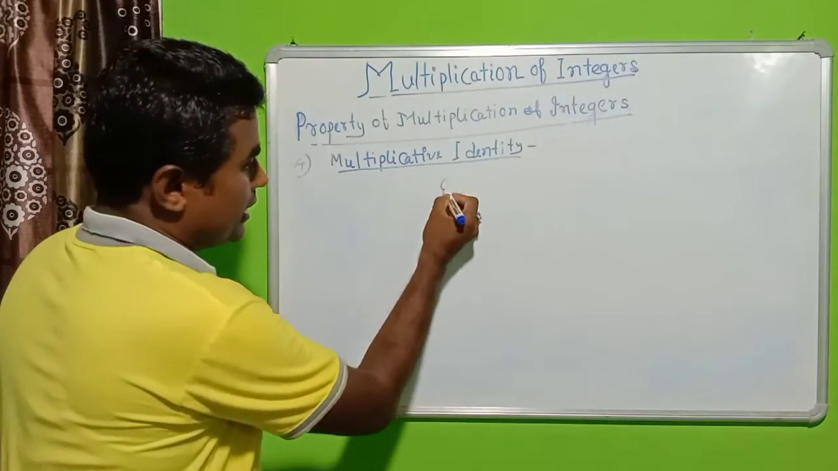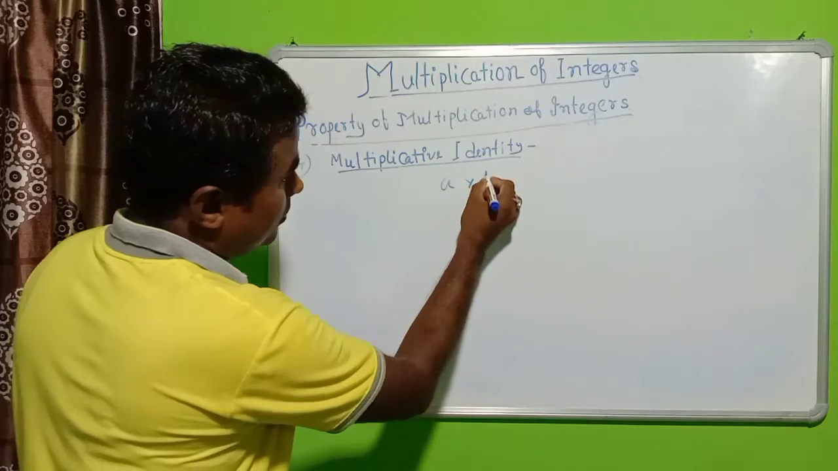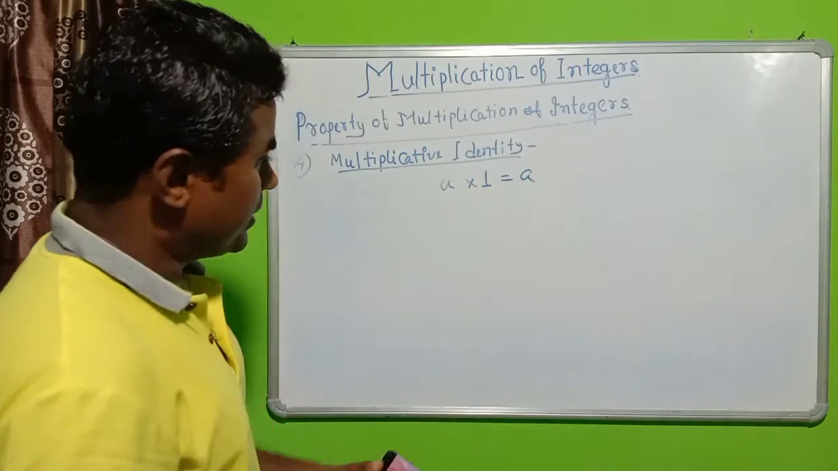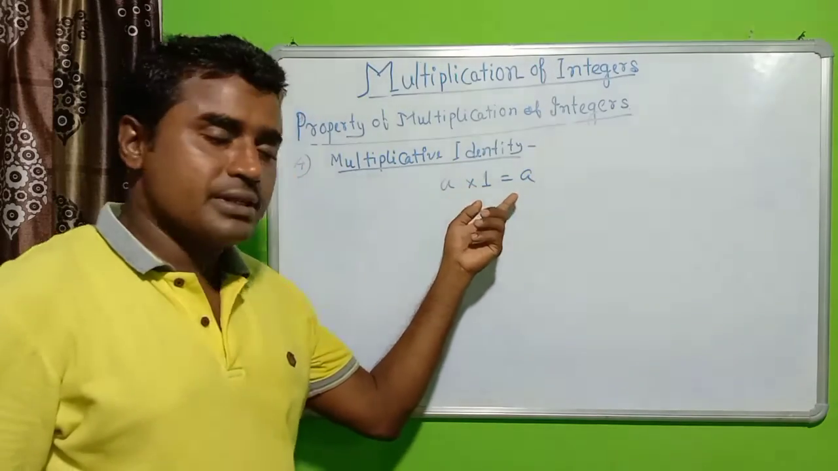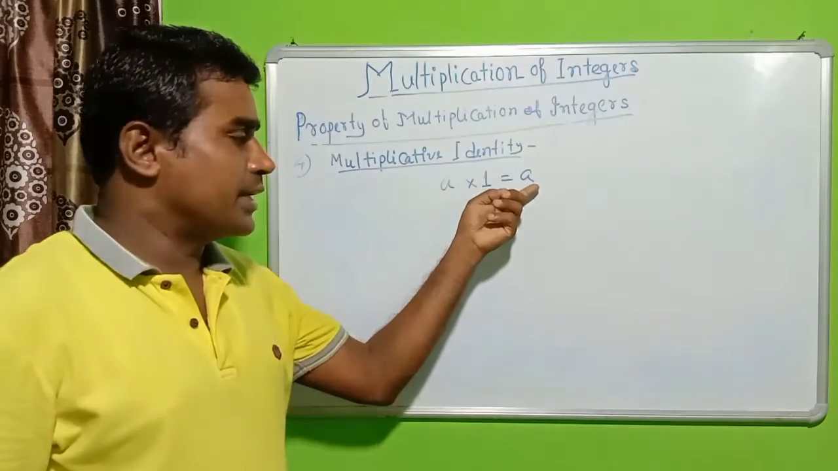Suppose a is an integer. If we multiply a with 1, we get the result a. That means the product of any integer with 1 is the integer itself. We get the same integer.